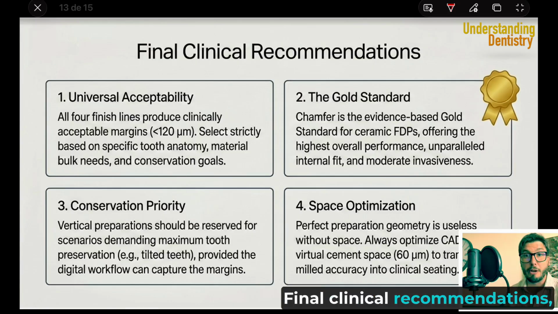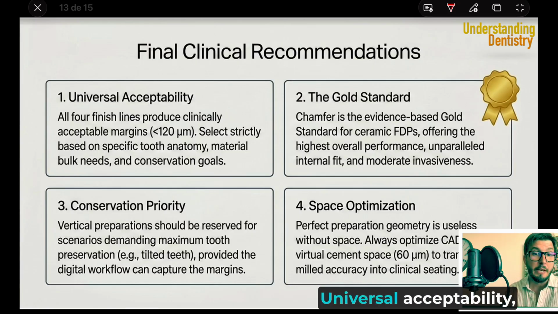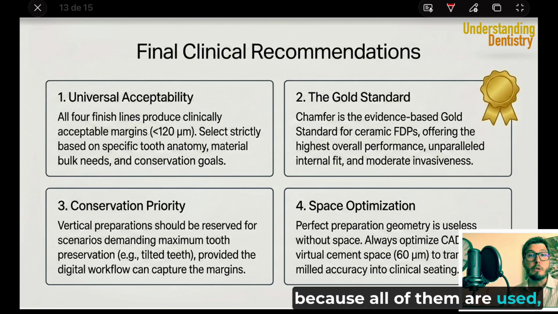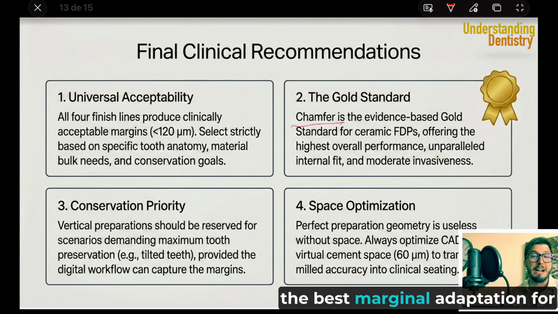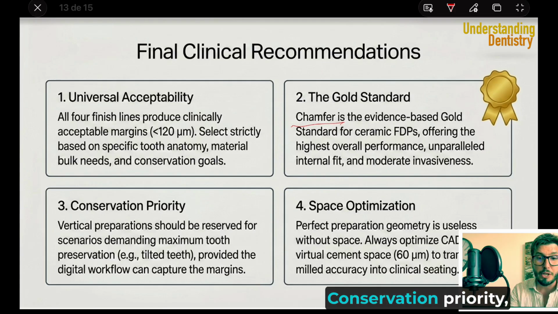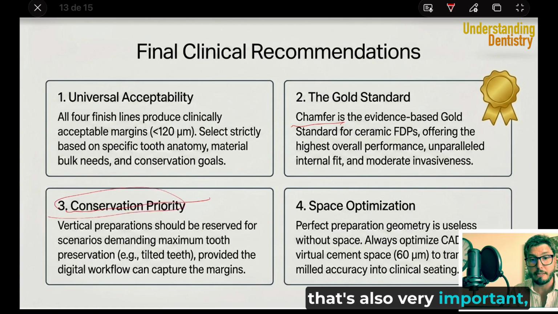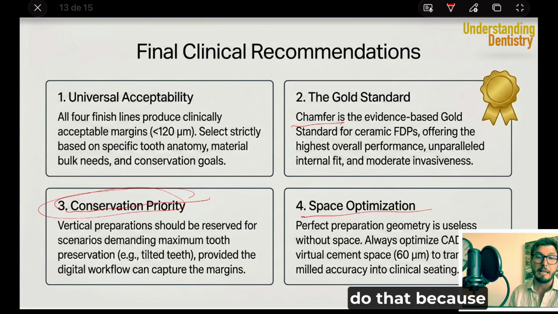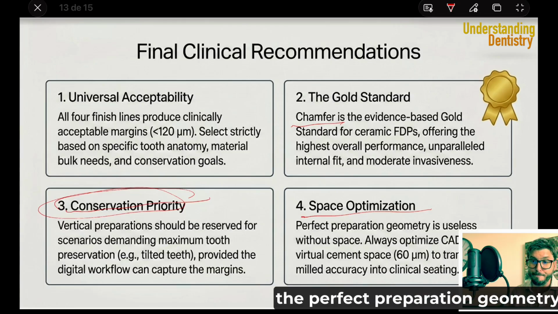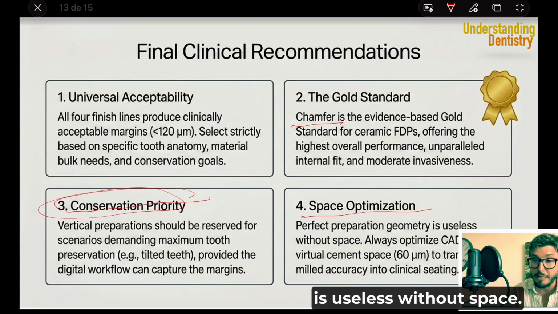Right? Final clinical recommendations. You can pause the video. Universal acceptability, because all of them are used, all of them are reasonably good, so acceptable clinically. The gold standard is chamfer when you want the best marginal adaptation, especially for posterior teeth. Conservation priority, that's also very important. You need to consider this. And space optimization, if needed, you can do that, because the perfect preparation geometry is useless without space. That's very important.